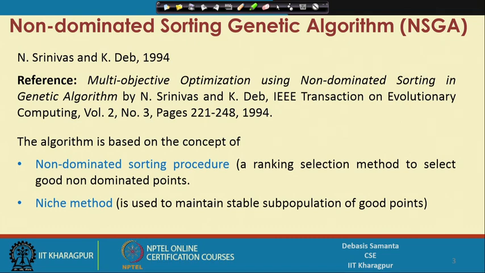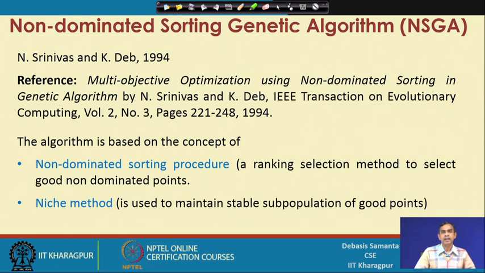They published this work in the journal called IEEE Transactions on Evolutionary Computing, and the title of the paper was Multi-Objective Optimization Using Non-Dominated Sorting in Genetic Algorithms. Now, this algorithm is different from the previous algorithms in terms of the concept that they followed. It is based on the concept of the non-dominated sorting procedure, and then they used another concept called the niched method.